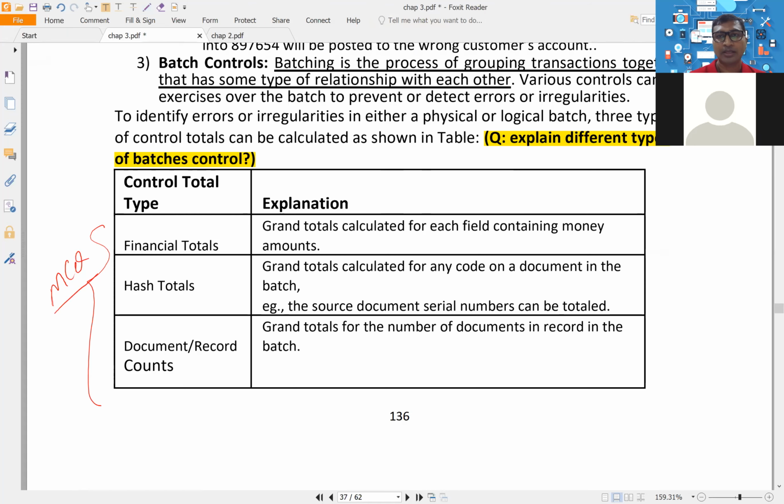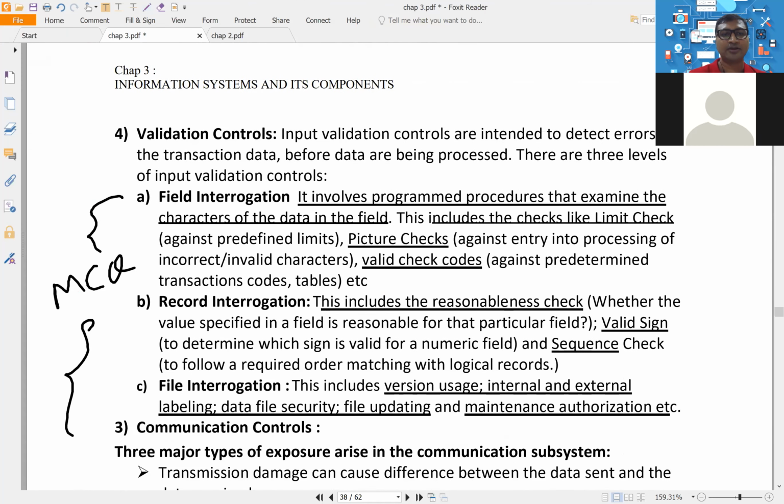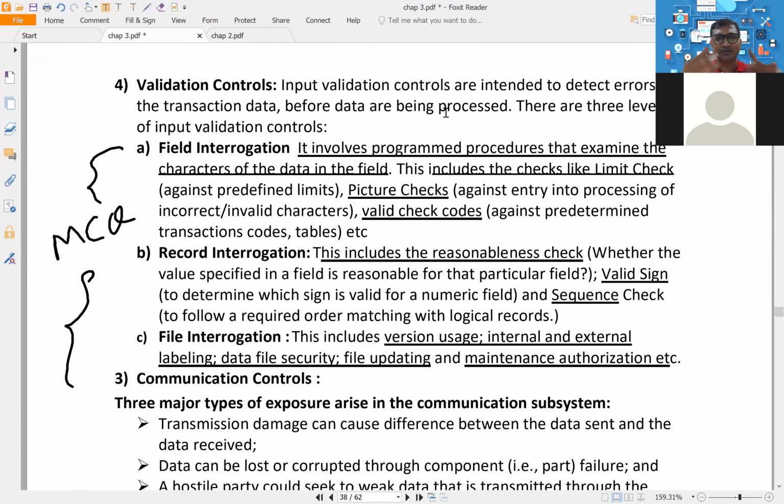Now after this, validation controls. Again, remember that table: employee number, name, address, contact number, date. When you go column wise, that is called field interrogation. When you go row wise, that is called record interrogation. And when you check the entire table, it is called file interrogation. Here you need to verify the data which you have filled, like field interrogation.